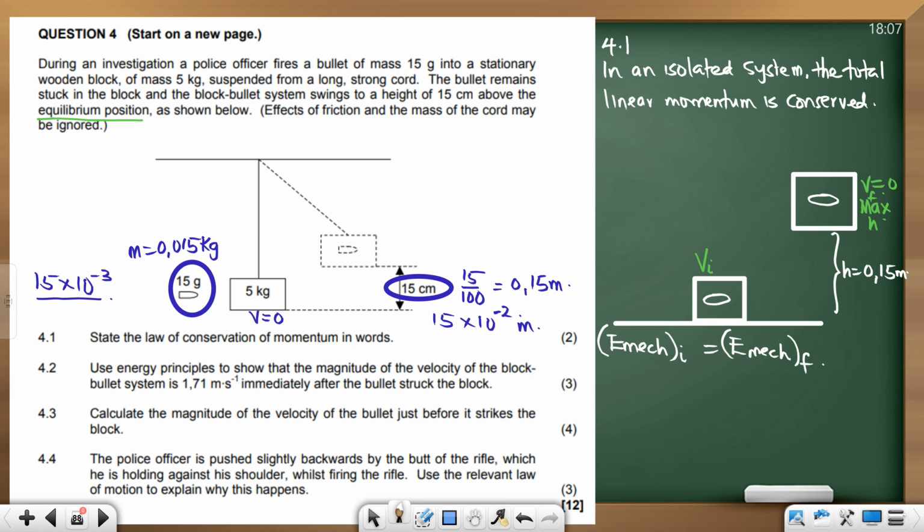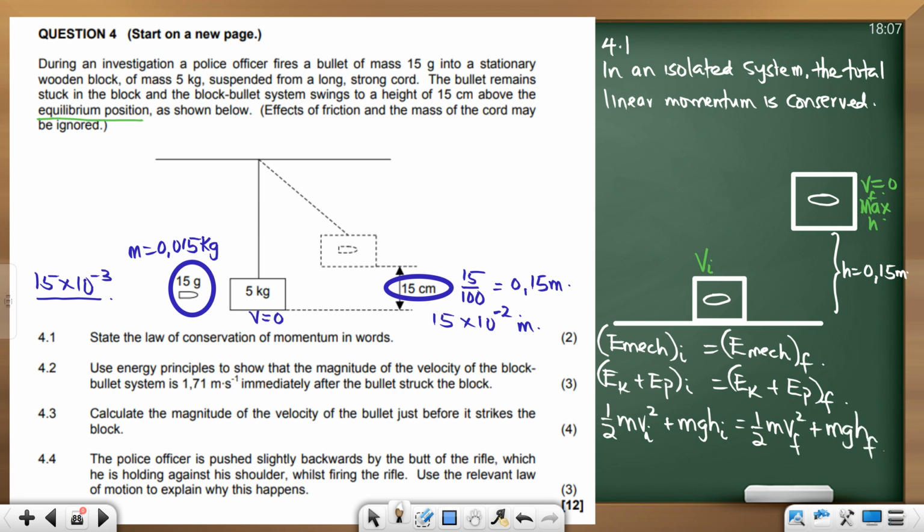What is E-mech? It is EK plus EP. E-mech initial equals EK plus EP final. Are we together? Now, what is EK? It is half mv squared plus mgh initial equals half mvf squared plus mgh final. I'm forced to go to a new board now. So guys, we are using the formula and all we are doing now is substituting.